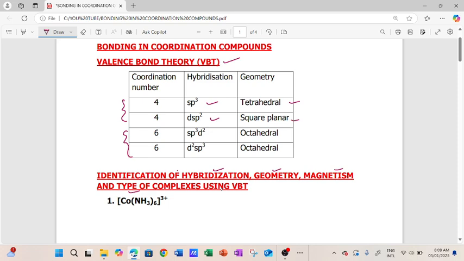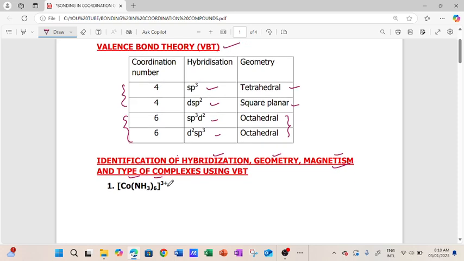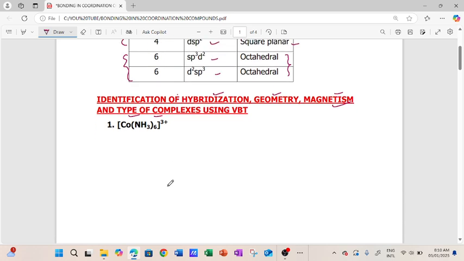And if the coordination number is 6, it can be sp3d2 or d2sp3, and in both cases the geometry will be octahedral only. So when you get a question, you first have to understand the coordination number, and the geometry or hybridization will follow from that. From that we will be able to identify the magnetic behavior and type of complexes. Let's do some questions to understand this more.